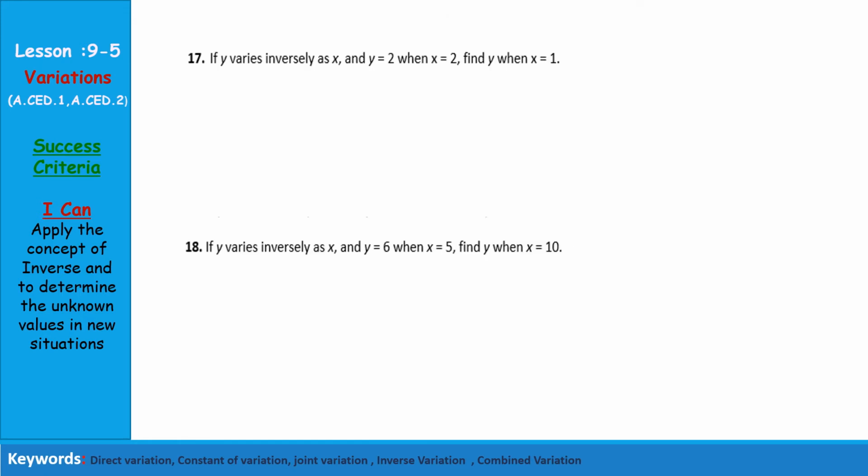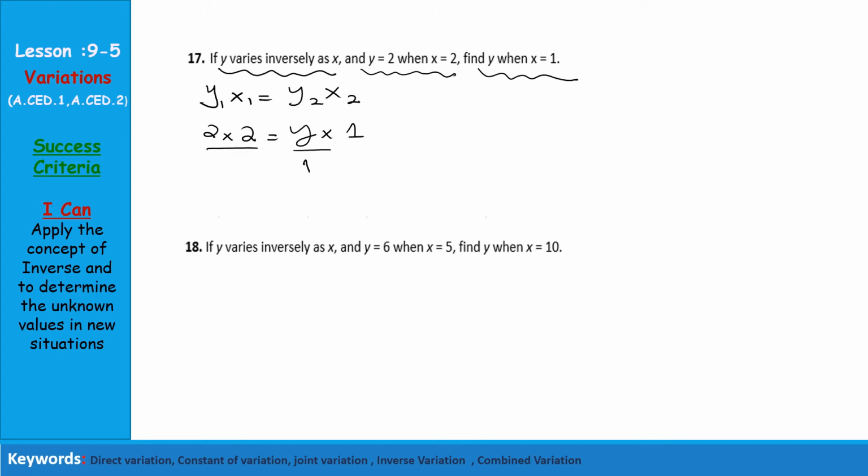Let's try to solve some questions. If y varies inversely as x, so inversely we know that y1 x1 equals y2 x2. So first scenario, y is 2 and x is 2. And second scenario, find the y when x is 1. So divide both sides by 1 and you will get y equals 4.